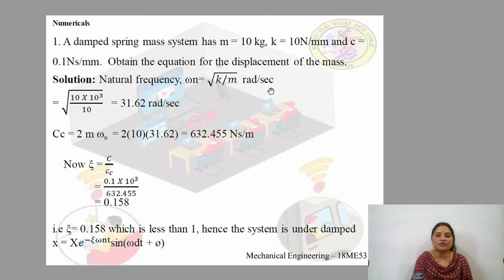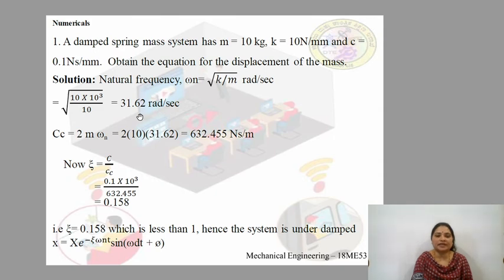Since the value of the spring stiffness is in Newton per millimeters, we will write it in the form of meters. So therefore 10 into 10 to the power of 3 divided by mass, which is 10 kgs. Omega n, the natural frequency, is nothing but square root of k by m. So substituting the value of k by m, we get the value of omega n as 31.62 radians per second.